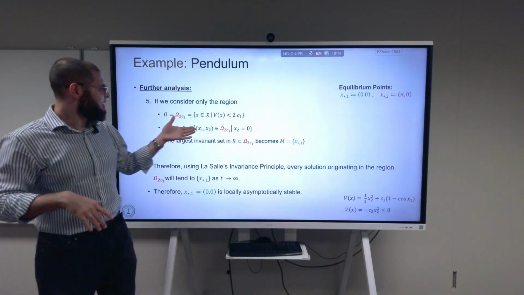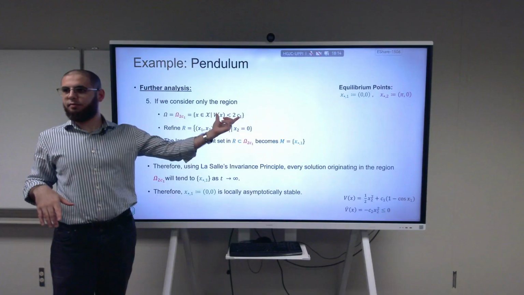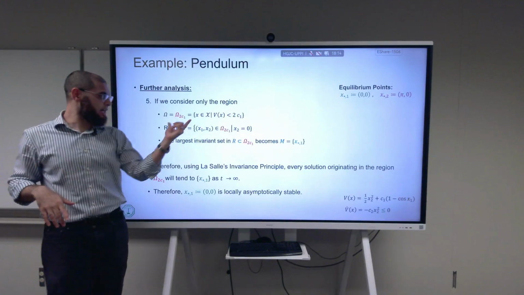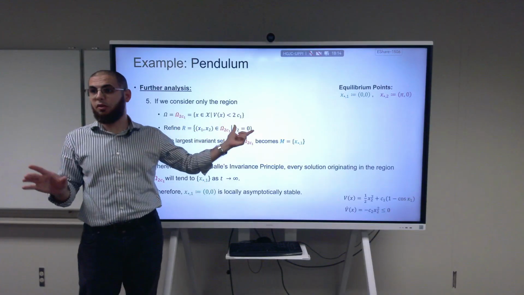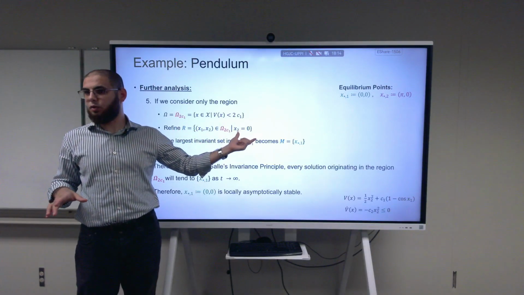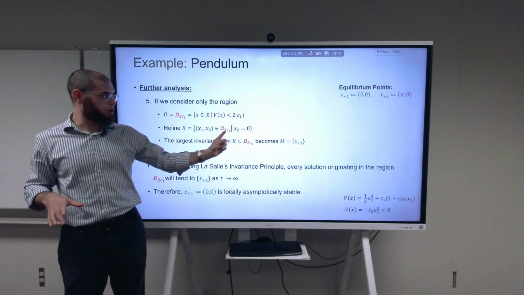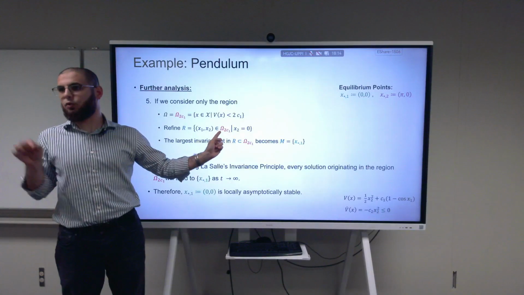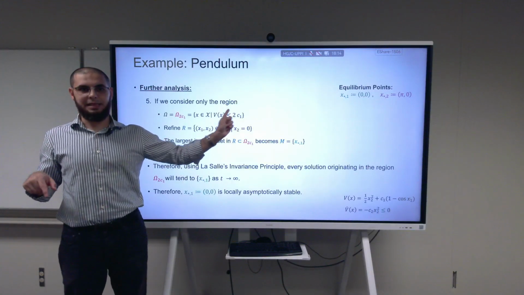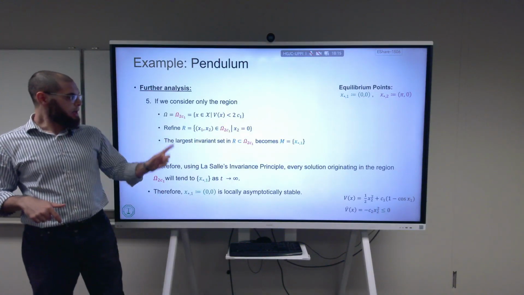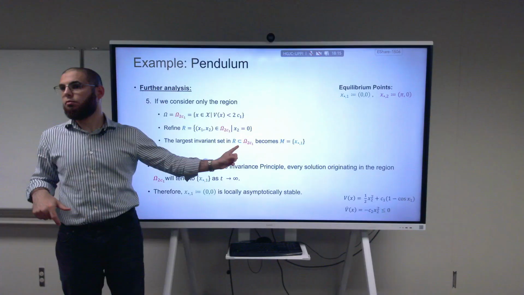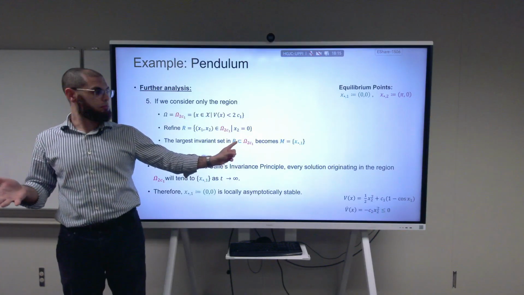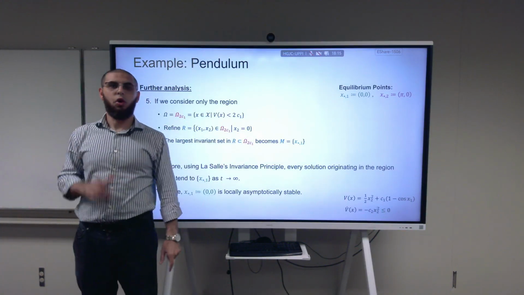Okay. So that's the omega. So this is how we define the omega. Inside of this omega now, we can find the new R. So the R is, again, the same set of all x2 equal to 0. But now you see we're not looking in terms of the whole state space. We're only looking at this new set. And the largest invariant set inside of this new omega is only the equilibrium point.